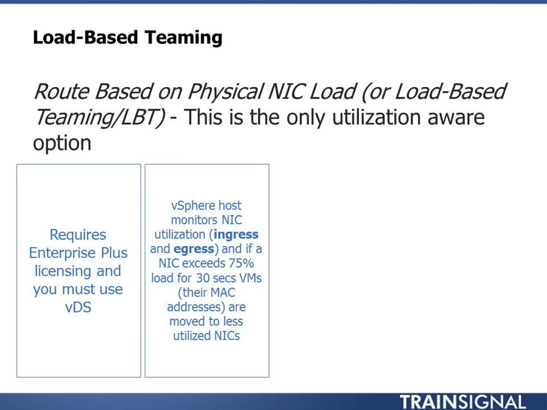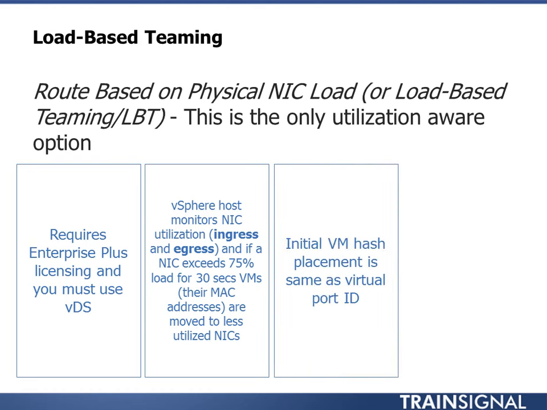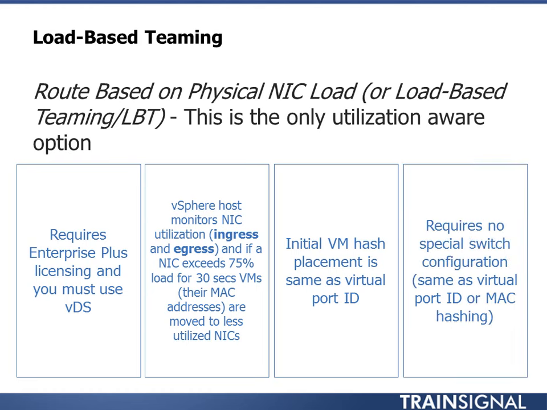It's not going to be perfect because, again, we can't let a VM use more than one NIC's worth of throughput, so that's as granular as we can get as a VM to a NIC, but it tries to be proactive about it. Initial placement is the same as virtual port ID, meaning when the vSphere host boots up or you start up VMs, it initially hashes them like virtual port ID, so it basically goes round robin through the NICs, and then it starts looking at utilization.